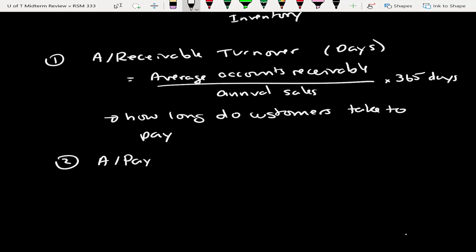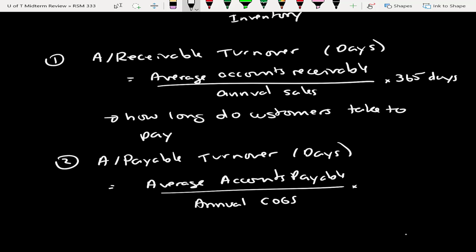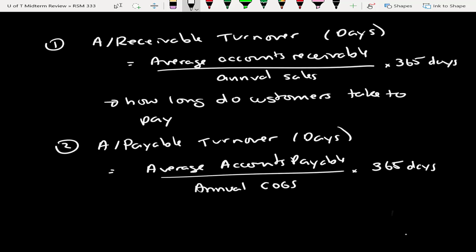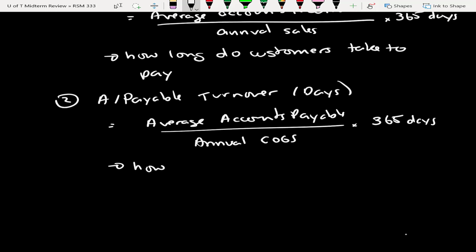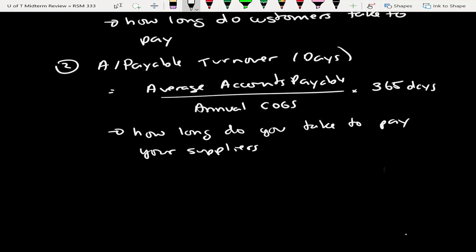The next one is accounts payable turnover. Also in days, so this is going to be average accounts payable divided now by the annual cost of goods sold. So not sales in this case, because we're buying materials, so it's cost of goods sold multiplied by 365 days. And this number is telling you how long it takes you to pay your suppliers. So it's nice to pay them early, but it puts a drain on your cash flow. So ideally you want to keep this as low as possible.